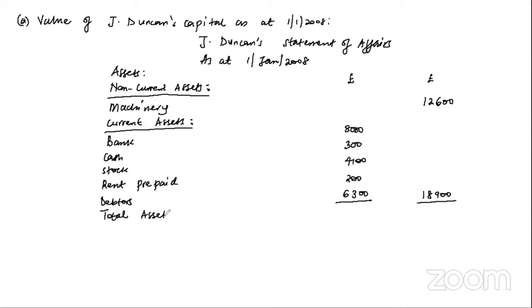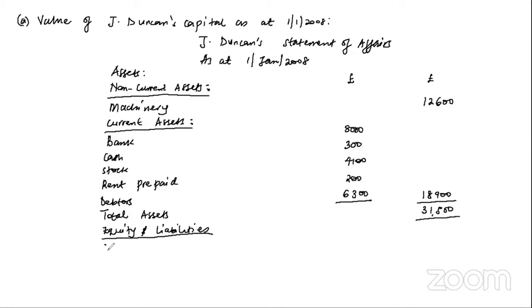Of course, here I'll get my total assets as how much? 12,600 plus 18,900. That gives us 31,500. So that is your total assets figure, both current and non-current. Then I'll say equity. Now, this statement of affairs is like a balance sheet, an opening balance sheet, equity and liabilities.